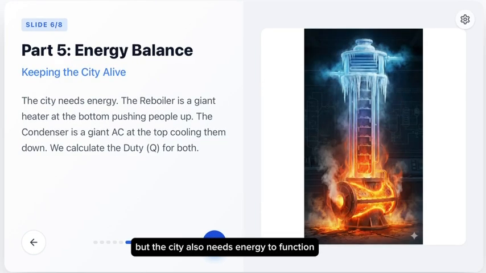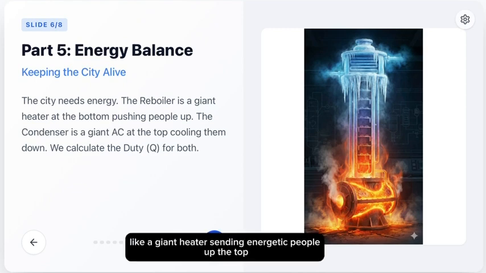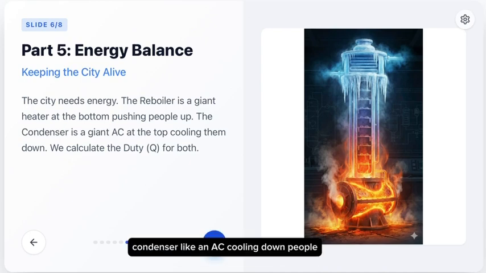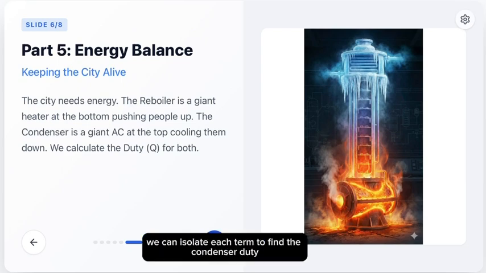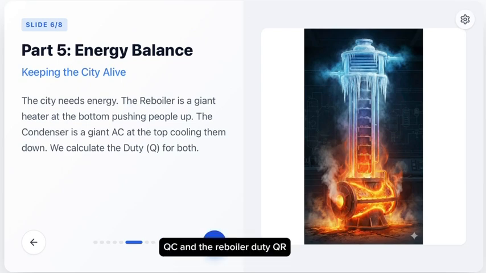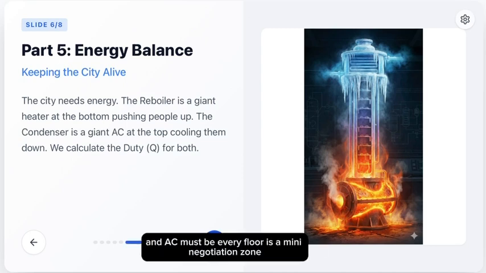But the city also needs energy to function. Two places use energy. The bottom reboilers, like a giant heater sending energetic people up. The top condenser, like an AC cooling down people living. Using the first law of thermodynamics, QC plus QR plus F times HF equals D times HD plus B times HB. This tells us how much heating and cooling the building needs. Then we can isolate each term to find the condenser duty, QC, and the reboiler duty, QR. These values tell us how powerful our heater and AC must be.